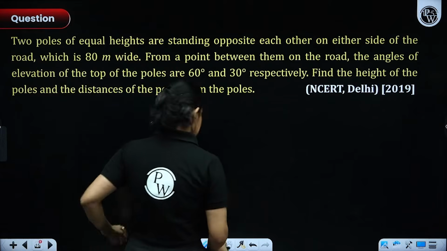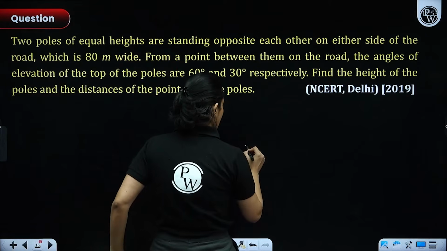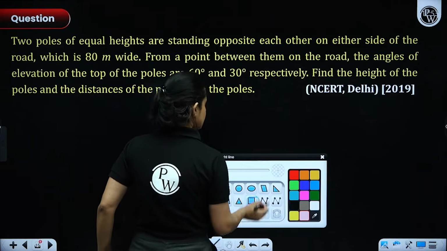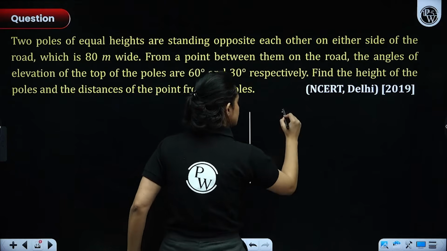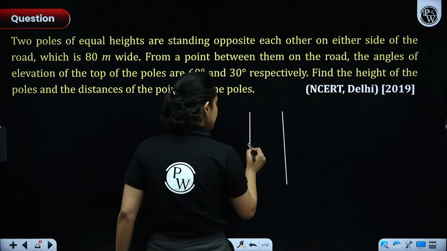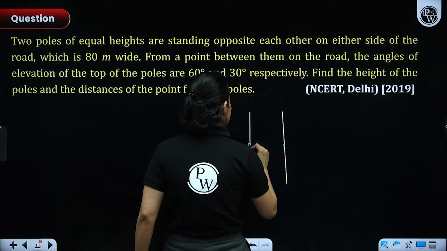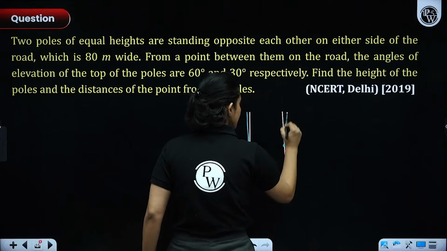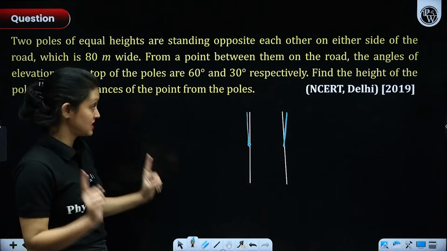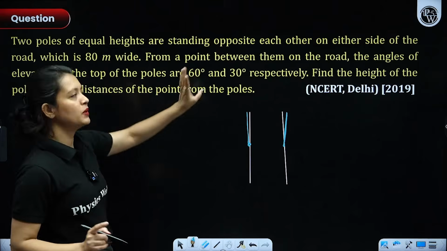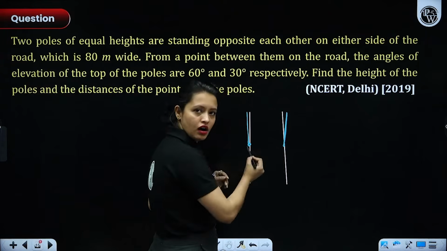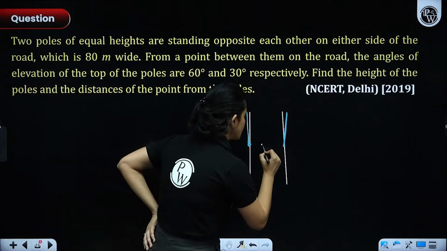So guys, let's understand this. We have a road. Let's just suppose this is my road, everyone. And on either side of the road, we have poles that are standing up like this. These are the poles that are standing up. They are of equal height. It's given to you. Now, from a point between them on the road. So from any point between the two poles, let's just suppose this is the point.